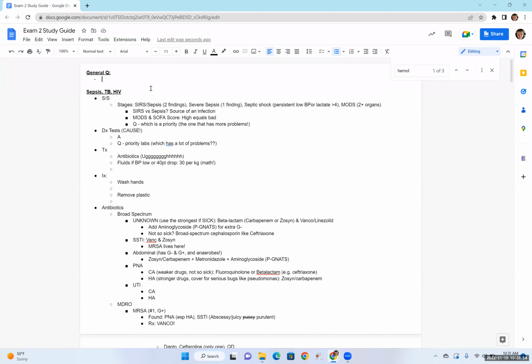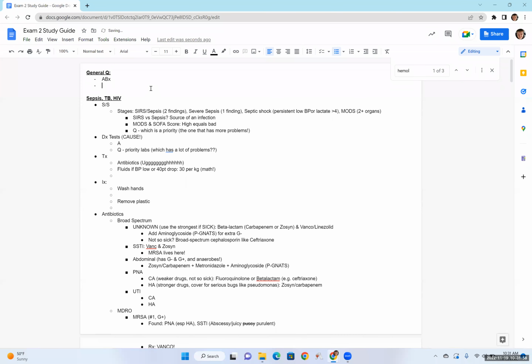For the antibiotics, are you going to want to know the most common bugs, like gram-negative, anaerobes? That's to help you understand. So there are gram-negative bugs usually in the GI tract, so we're probably going to give an antibiotic that covers gram-negatives, right? And gram-positive bugs are usually on the skin. So if you have a skin and soft tissue infection, you're probably going to give some things for gram-positive.